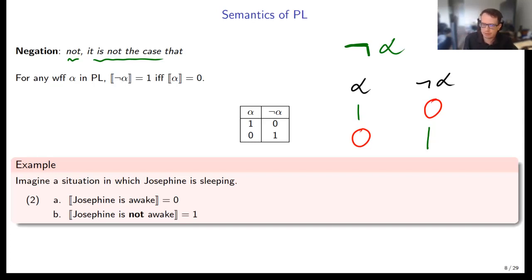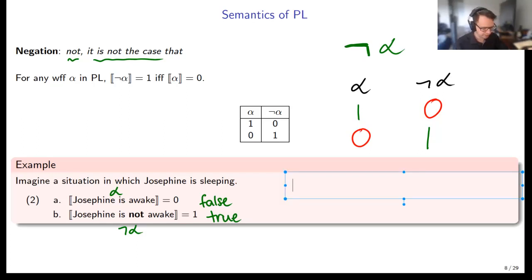And this happens in natural language. If you have some situation in the world where Josephine is sleeping, and we have a sentence, "Josephine is awake," well, that's false. If Josephine is sleeping, then "Josephine is awake" is a false statement. But if we negate this, so this would be alpha, and we make it not alpha, "Josephine is not awake," then that suddenly becomes true. Because if "Josephine is awake" is false, then "Josephine is not awake" must be true.